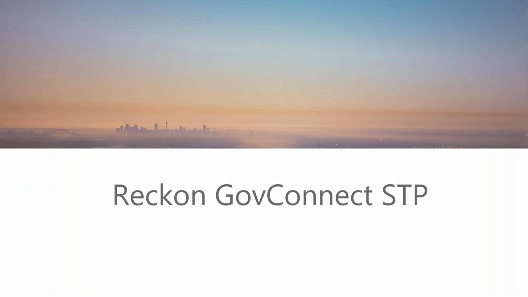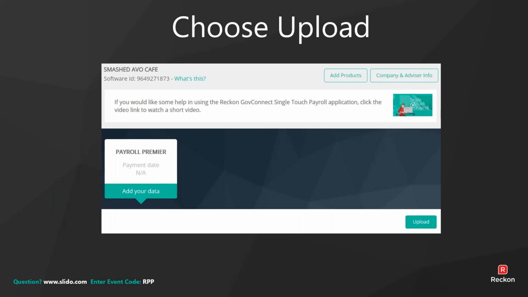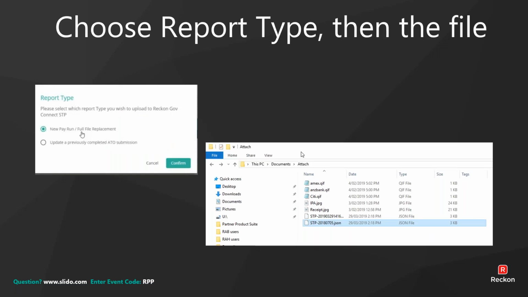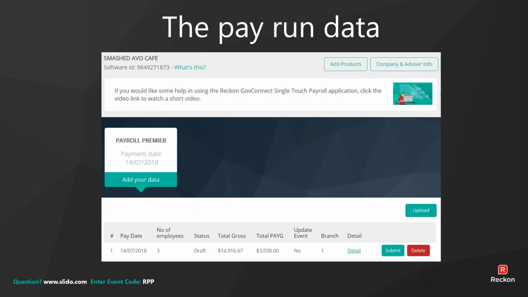So in Reckon GovConnect, how do I go through and complete all of this? When I go back into GovConnect and I'm looking at this screen here, in the bottom right, I click on Upload. I then choose what type of report it is. So is it a new pay run or a full file replacement, or is it an update event? Just be aware, you need to make sure you pick the right ones. Then you go and look for that file where you saved it, and it will upload into the system, and the latest pay run will appear at the top of the list.